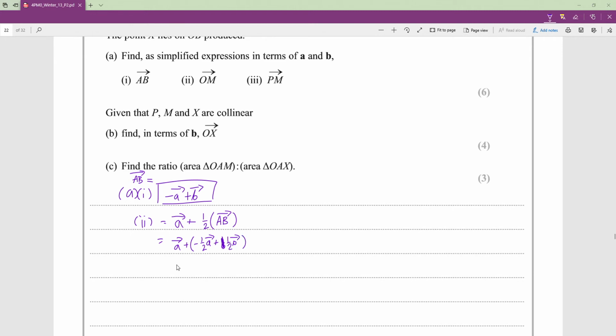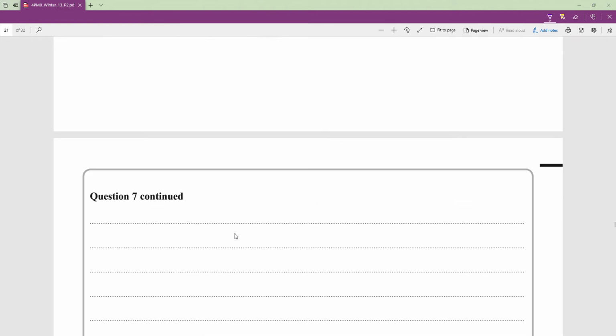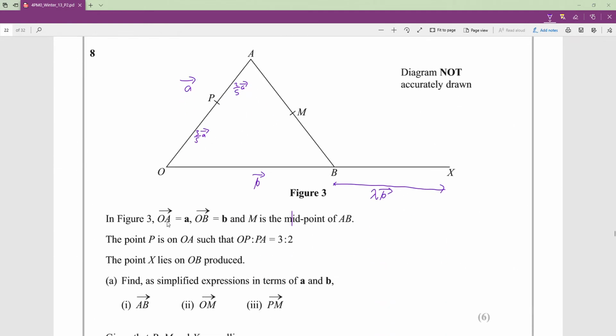For OM, and finally a half A plus a half B. So that's our answer for OM, because what we've done is we know that we're going from O to A first, and then halfway from A to B. If this whole vector is the one we just calculated, AB, we can use that result to find O to A to M, which is equivalent to OM.